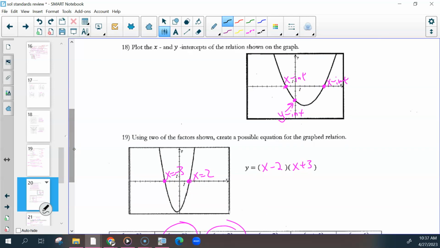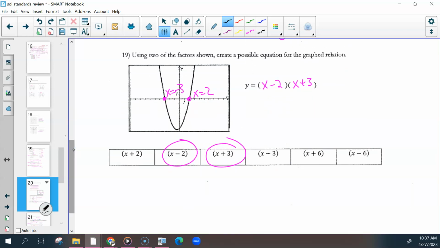18, you had to plot the x and y intercepts, so literally just put points where the x intercepts and where the y intercepts are. If you got a question like that on the SOL, it would have dots, and it would say basically the same thing. Or plot the x and y intercepts, or it might just say one or the other. 19, we're going to talk about next class. But the two factors that would create this are these two.